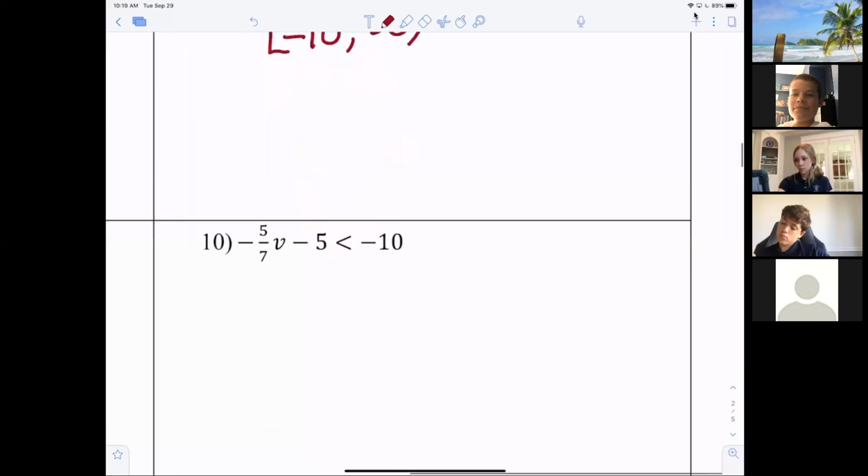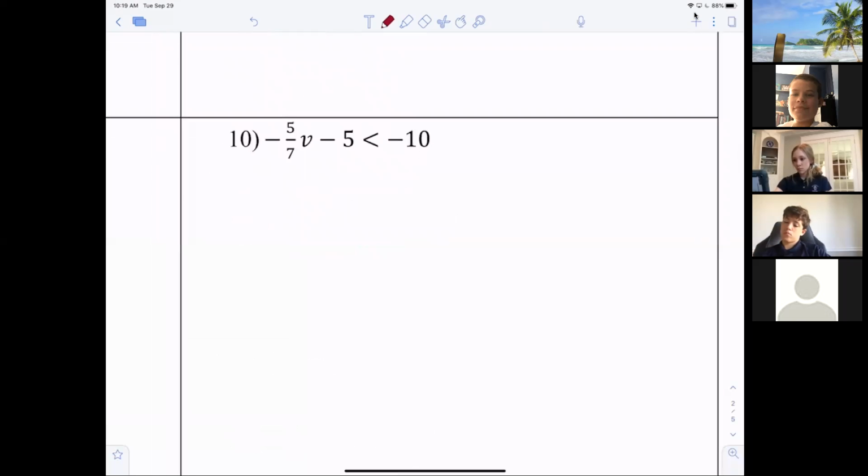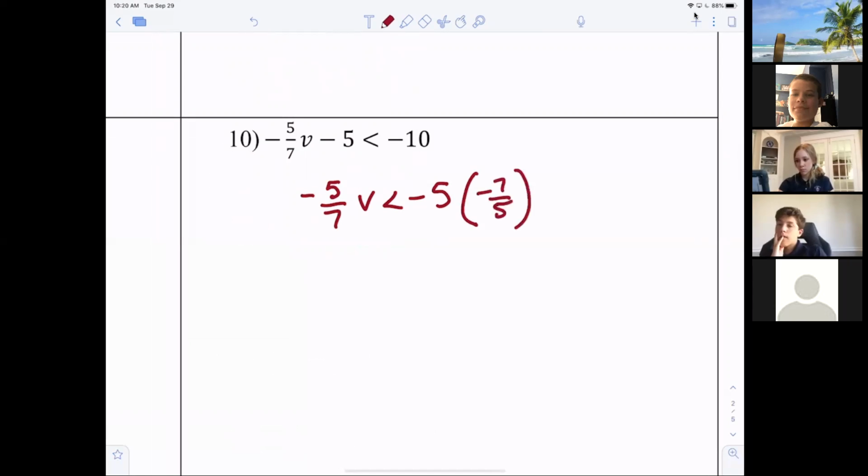All right, let's knock out number 10 real quick. First thing I've got to do is what? Help me. Plus 1. Add 5. So everybody should be able to say -5/7 v is less than -5. Now we're going to multiply by the reciprocal, which is, don't forget the negative, so this crosses out. Now, when you multiply or divide by a negative, you have to do what? Flip the sign. Thank you.